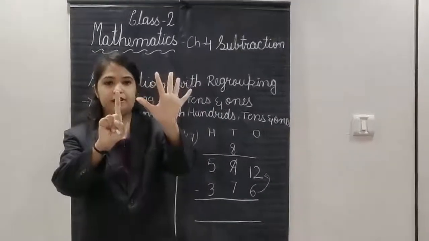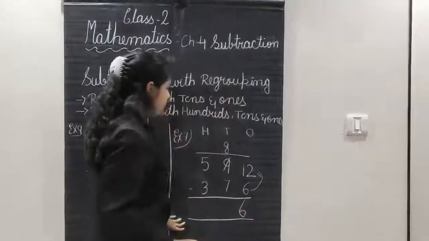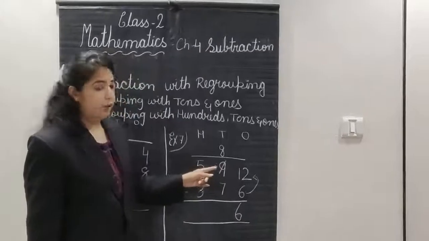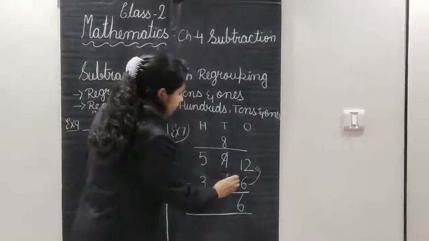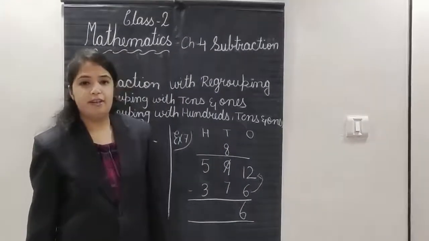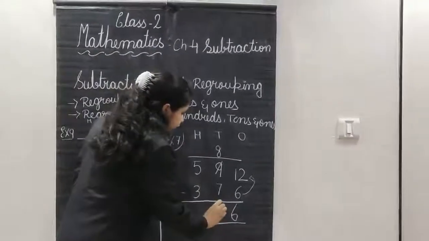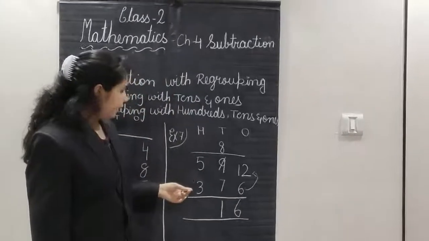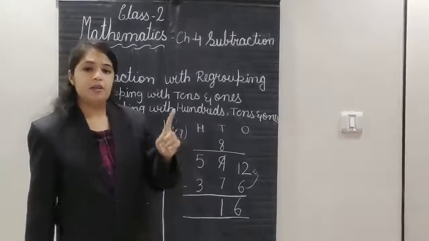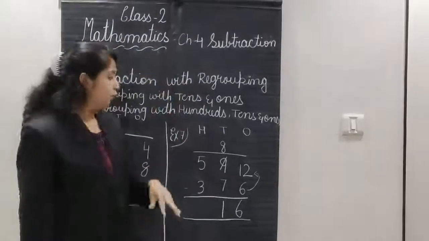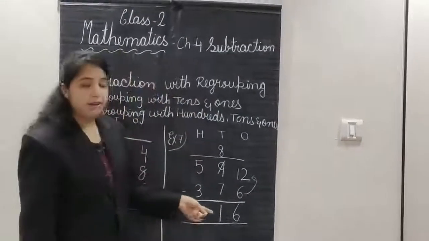How many on my fingers? 6. So 6. Now don't consider this 9. Now your original number is 8, right? So 8 after 7 till 8. After 7, 8, which makes 1 on my finger. So that is 1 and 5 minus 3. After 3 till 5. After 3, 4 and 5. So 2 on my fingers, right? So the answer is 216.